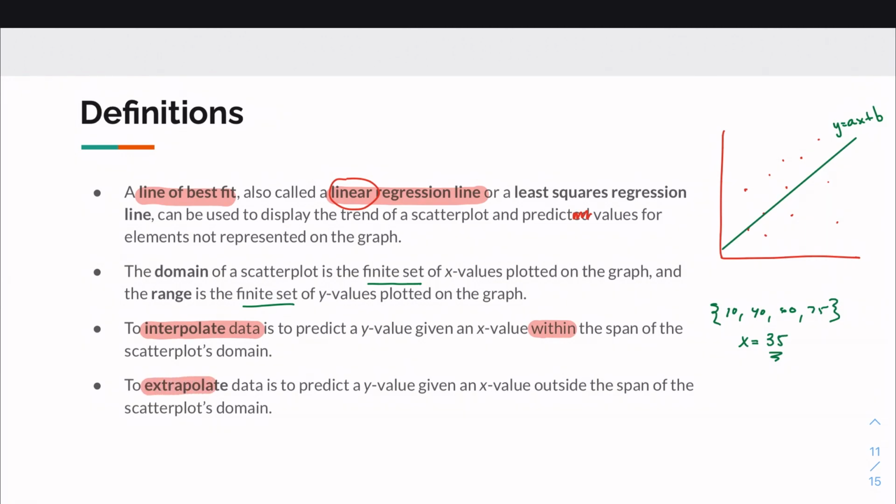Well, its opposite is extrapolation, and to extrapolate data is to predict a y value given an x value outside the span of the scatterplot's domain. So in this case, if I were to give you like 82, well, that falls outside of my data set here. And so this would be extrapolation. I always like to think about the difference between somebody who is introverted and somebody who is extroverted. Right? It's the same prefix. Intro, inter, within, extra, extro, outside. So extroverted, outgoing, extrapolate, outside the span of the given data.